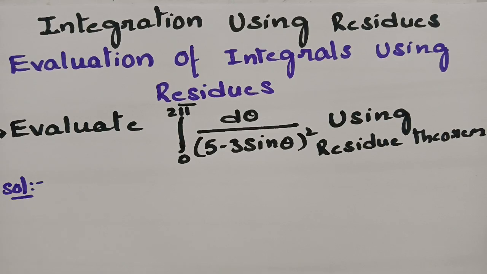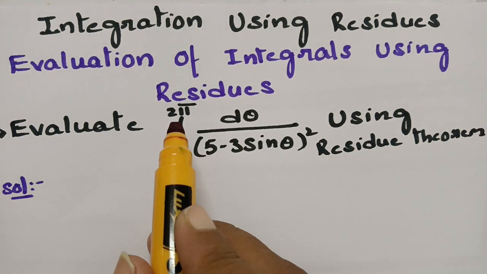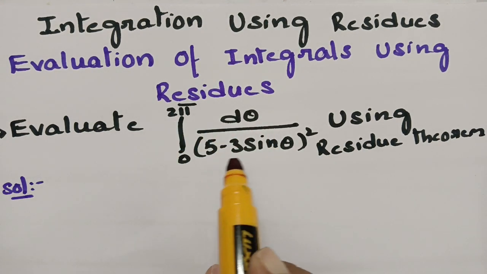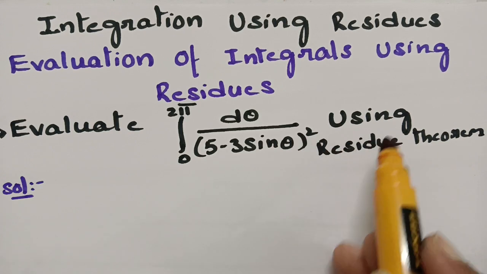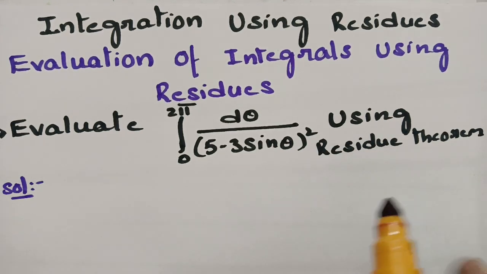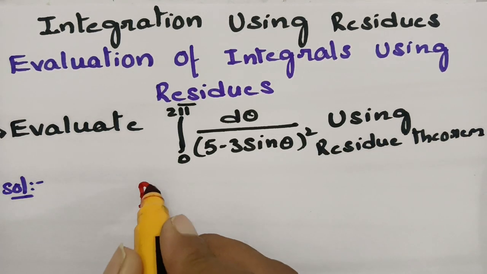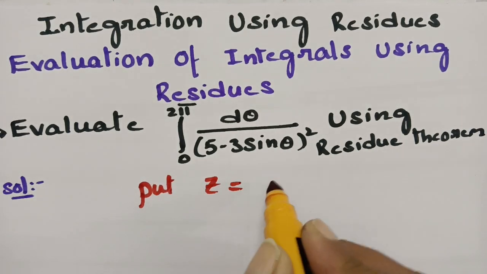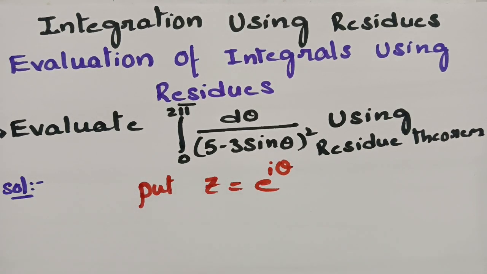In today's video, we are going to evaluate the integral using residues. So in this video, I am going to evaluate the integral from 0 to 2 pi of d theta by (5 minus 3 sin theta) whole square using the residue theorem. So as always, I am keeping the z value as e power i theta.